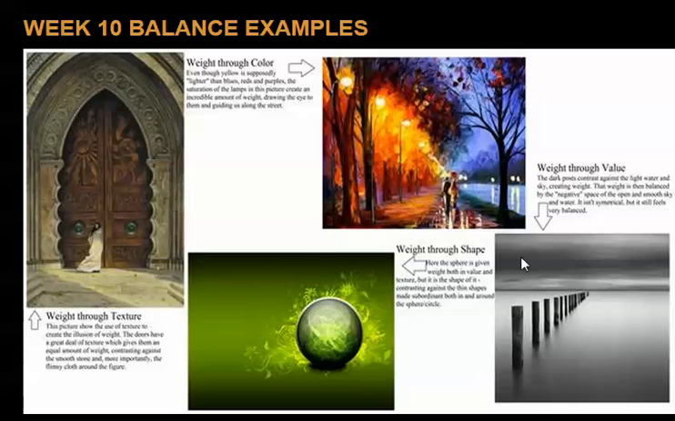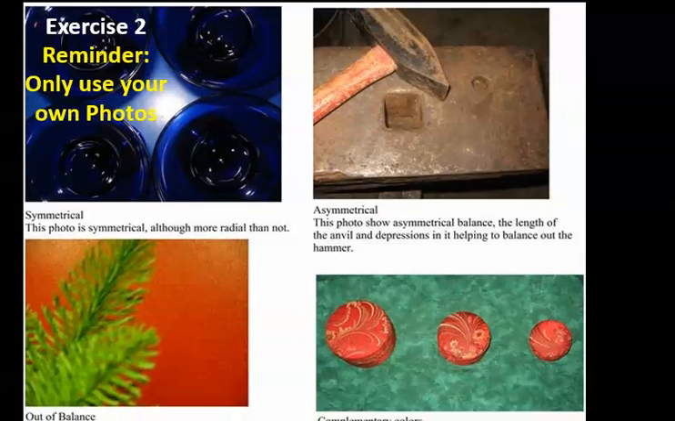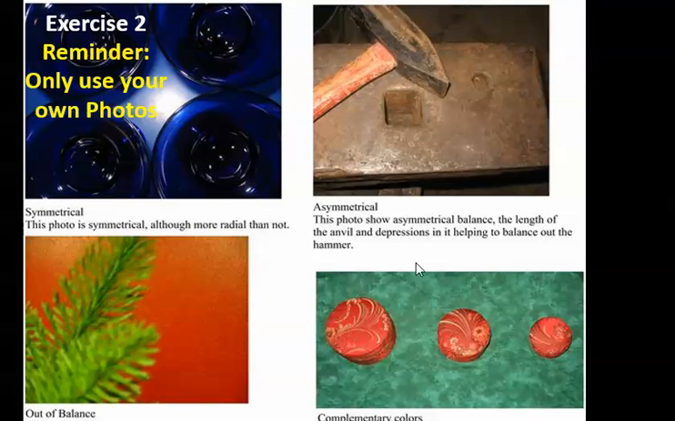Again, these can be photos off the internet, from a magazine that you scan in, or from a book. But for exercise 2, you're going to need to create your own photos. We want you to create photos that show symmetrical, asymmetrical, and out of balance. Don't forget, these have to be your own photographs. So be creative. Go out and find some interesting symmetrical and asymmetrical and out of balance images.